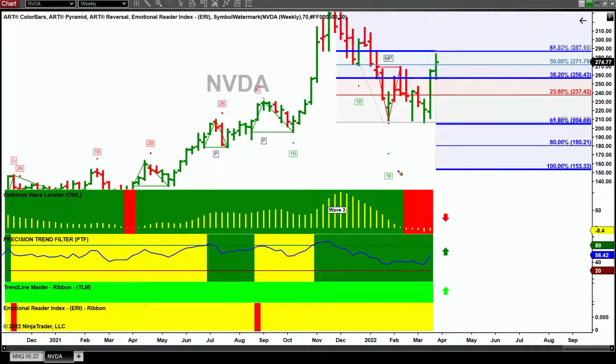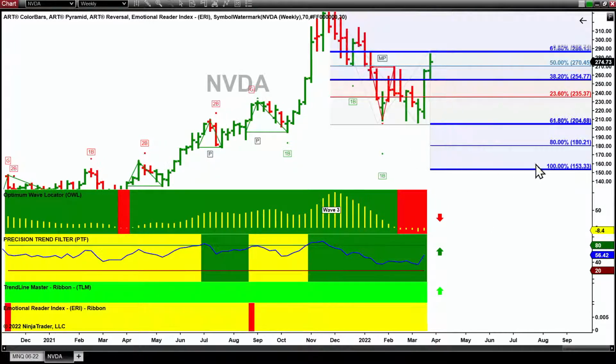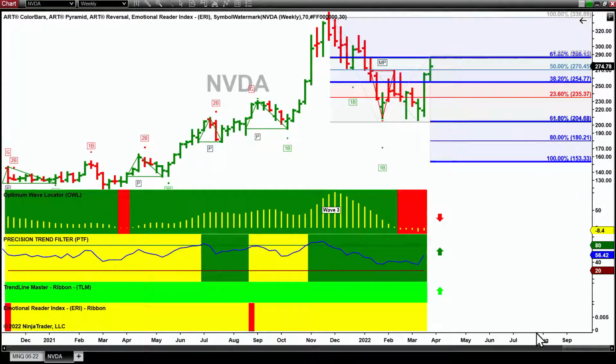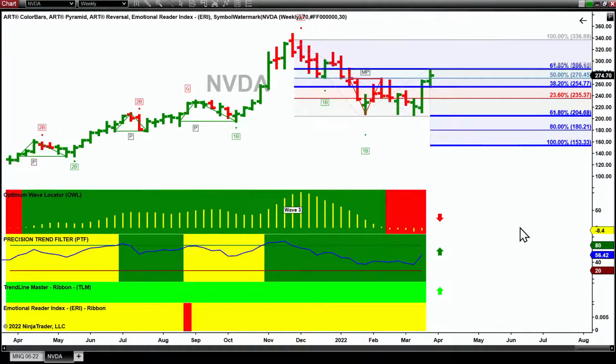But notice what's very interesting about this. It looks to me like we went lower here, didn't it? So we really didn't have a low in yet. Interesting. That's kind of very rare. But in any case, that's a tough one, okay? So we've bounced back up. We have a green PTF.